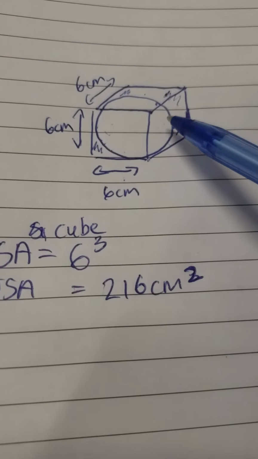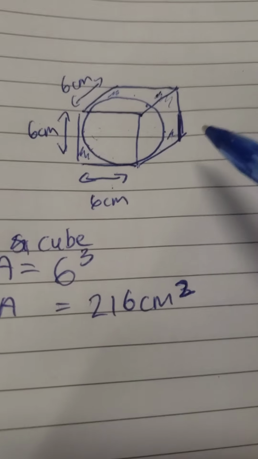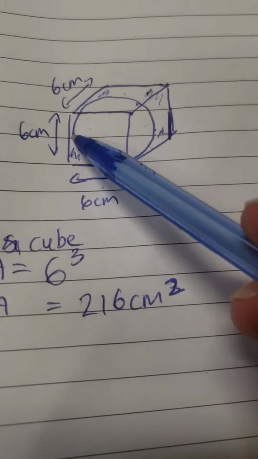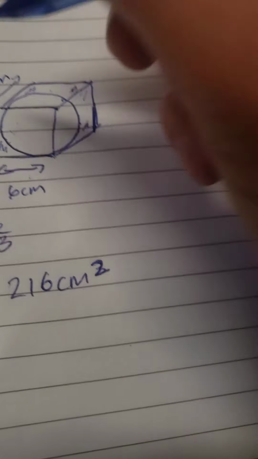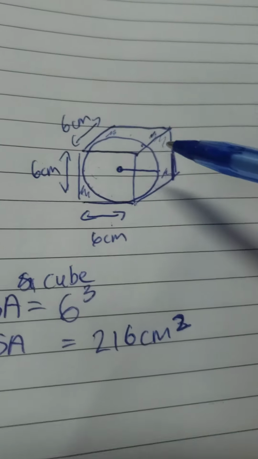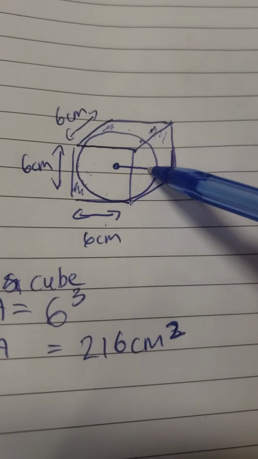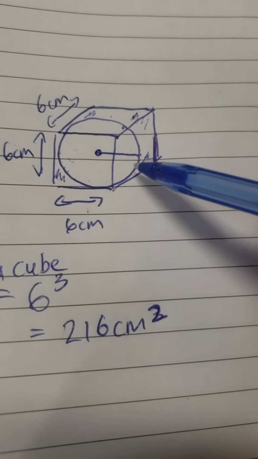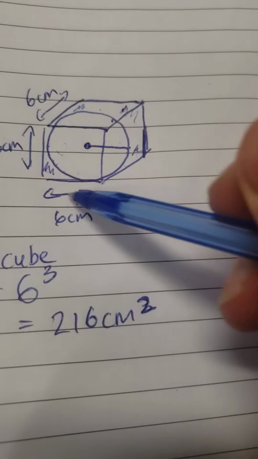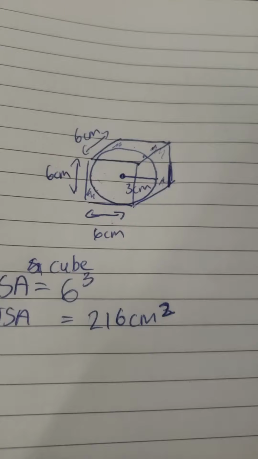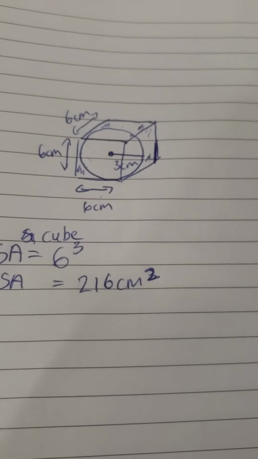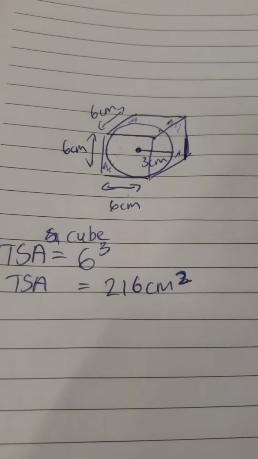Now we're going to find the total surface area of the ball. As I said, this ball is touching on either side of the cube. So we know its radius is going to be half of the 6, because the ball's touching either side of this 6 centimeters. So its radius is actually 3 centimeters. By using that, we can find the total surface area of our sphere. I'll just write sphere over here.